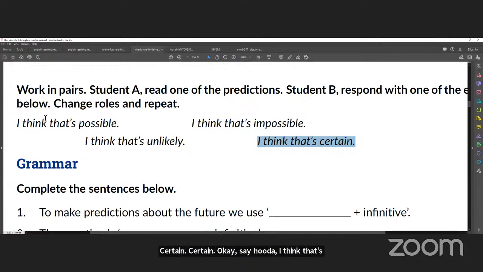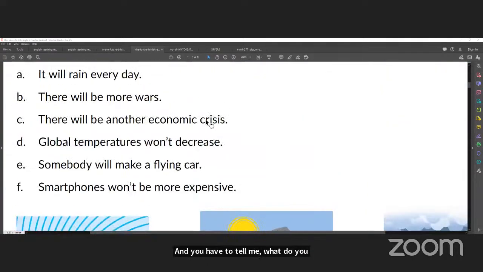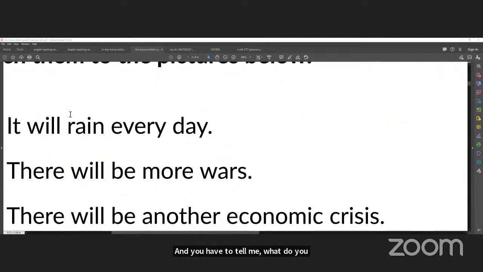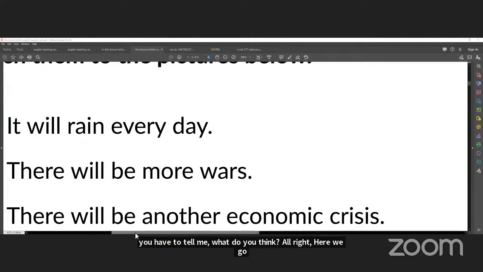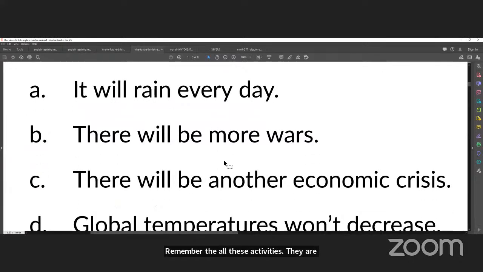Okay, so we have the four different phrases. I think that's possible. I think that's unlikely. I think that's impossible. And I think that's certain. Okay, so I'm going to repeat every single prediction that we practiced in the previous exercise. And you have to tell me, what do you think? Alright, here we go. Remember that all these activities are predictions, but based on assumption.